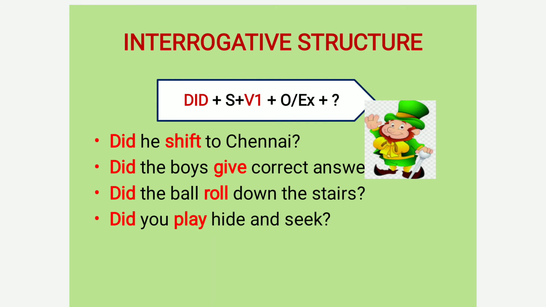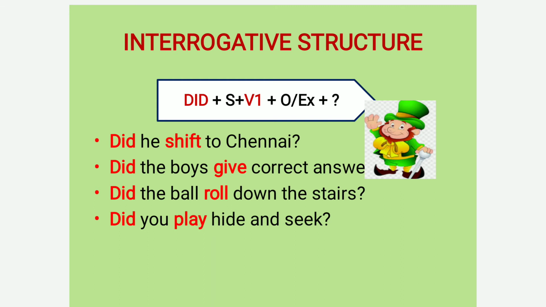So did, it is a helping verb. That means we are using the helping verb did in simple past tense. It is followed by the subject and then the V1 form of the verb and extension of the sentence, and the sentence ends with a question mark. So I just replaced did in front of all the subjects.